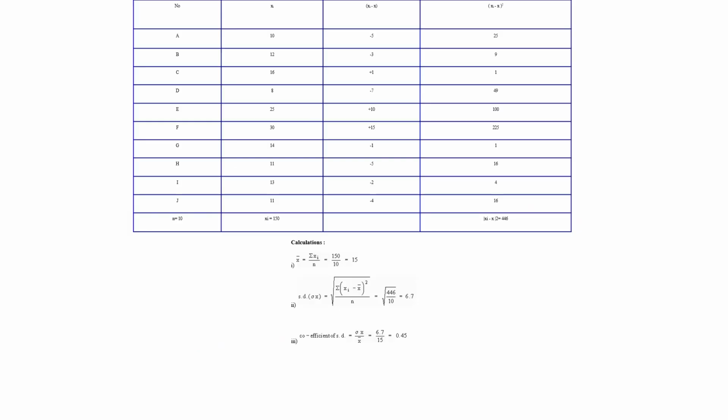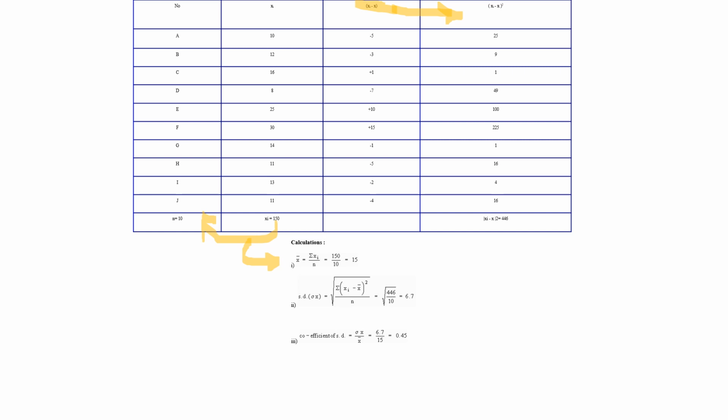So a problem is given on how to find it out. xi is given, we take the summation of xi, n is given. Then xi minus x bar, where x bar is found as the summation of xi divided by n. Okay, we get x bar, that is 15. So xi minus x bar: 10 minus 15 gives minus 5, minus 3, plus 1, minus 7. We consider all of them. Then we need the square of these: 5 square is 25, 3 square is 9. Taking the squares and summing, we get 446. So standard deviation is equal to the square root of the summation of (xi minus x bar) square, that is 446, divided by n, which is 10.